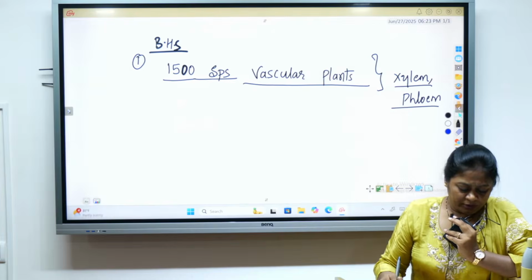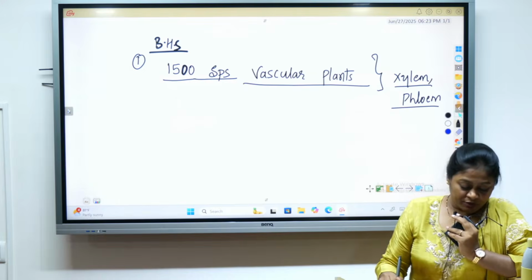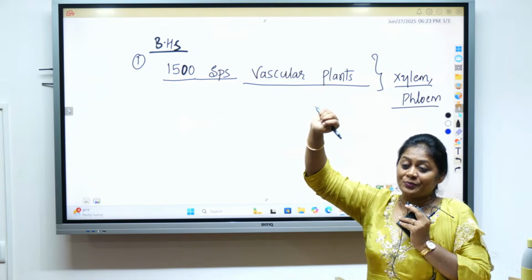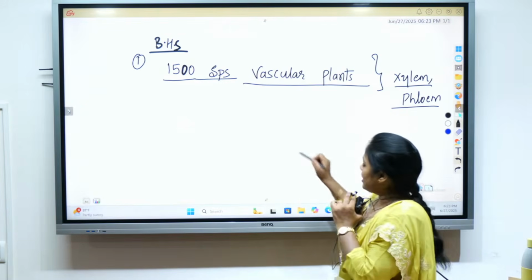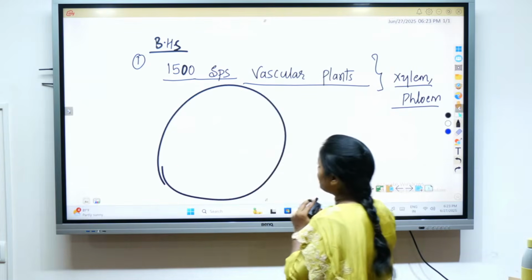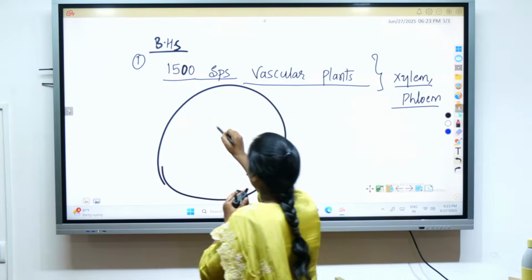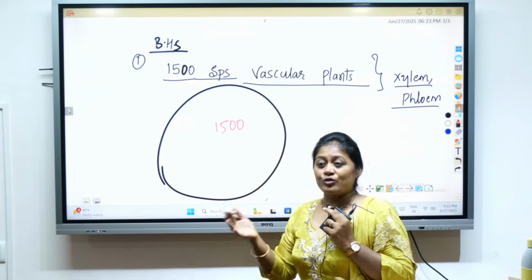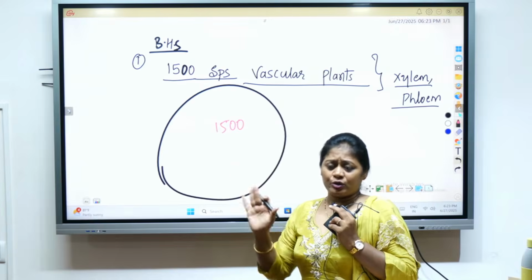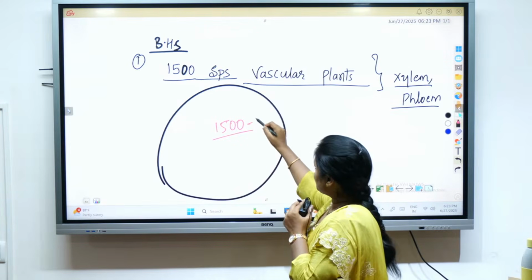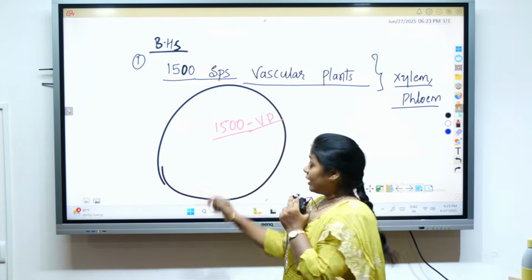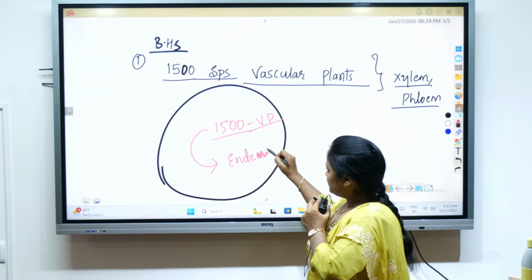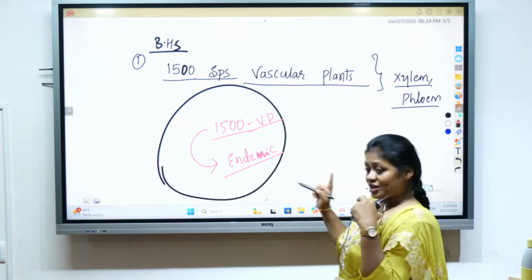So the first criterion: it must contain at least 1500 species of vascular plants, and these should be endemic species. What does endemic mean? Not found anywhere else. Suppose this is an area, an ecosystem, having more than 1500 vascular plant species. Vascular means they must have xylem and phloem. Thallophytes, thallus, mosses and such are not taken as vascular plants. So vascular plants should be a minimum of 1500 species, and they should also be endemic species.